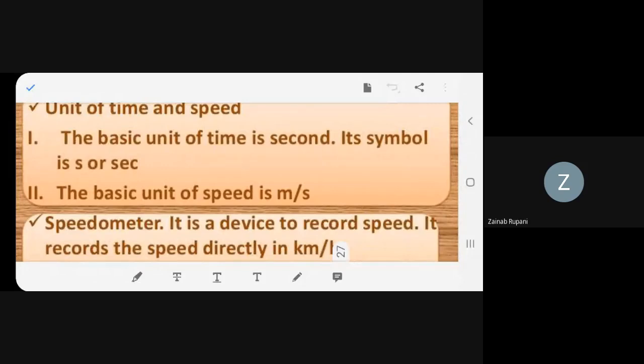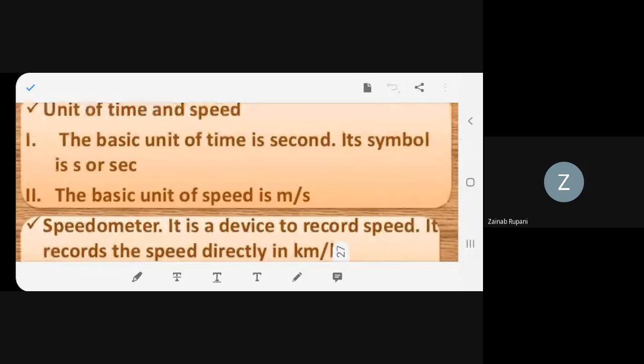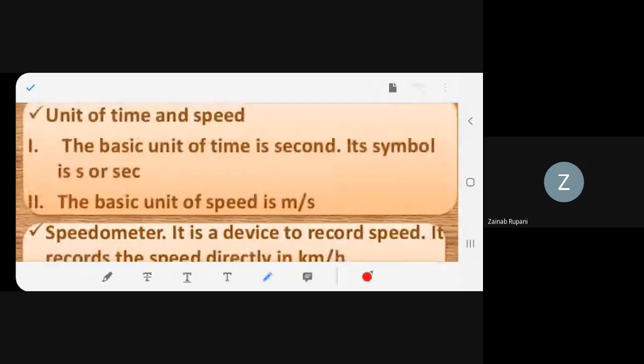First, we'll take up time. What we had learned earlier is that the time unit is second. That's the basic unit, the smallest unit. What is the symbol? S. We are giving another one, SEC, that is second. You understood? S is also second, SEC is also second. Agree with me, all of you? Yes, ma'am.